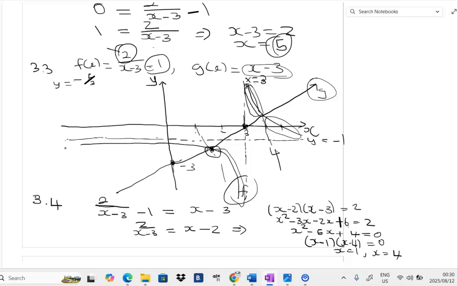So we already know that the point there is 4, and f of x is greater than g of x for x greater than 3 but less than 4. This is where the function f is greater than g of x. So we are done.